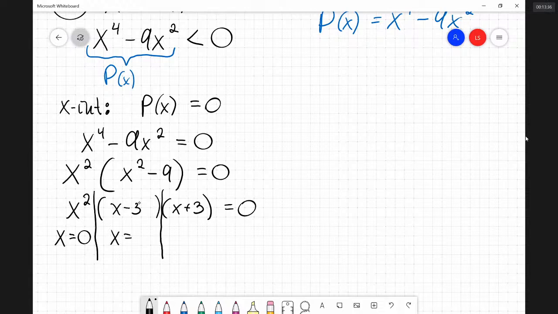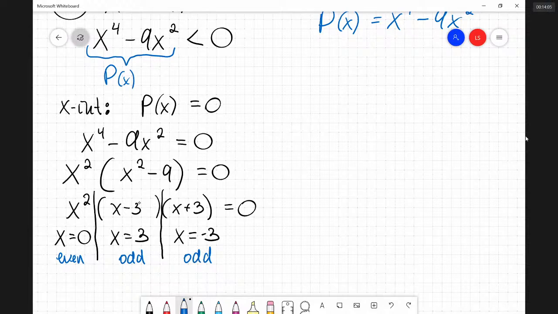One of them is x is equal to 0. One of them is x is equal to 3. One of them is x is equal to negative 3. Let's also note their multiplicity. X equals 0 came from a factor with exponent 2. So this is even multiplicity. Multiplicity of 2, but again, even multiplicity. X equals 3 came from a factor with exponent 1, odd. X equals negative 3, also odd multiplicity. Next is the sign analysis chart.